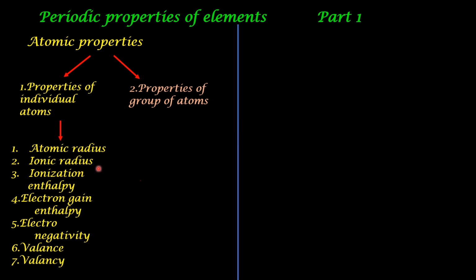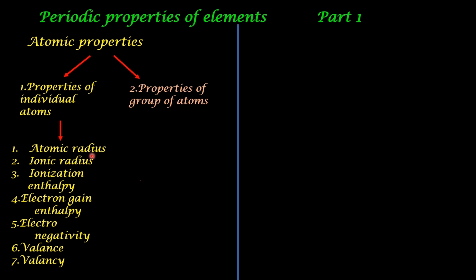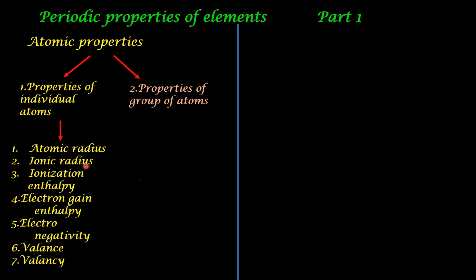Second one, ionic radius. Some elements have the tendency to lose electrons and become cations, that is positively charged ions, whereas some other elements have the tendency to accept electrons and become anions, that is negatively charged ions. The size of the cation or the anion, as the case may be, will be different from the size of the atom of the element. That is, the radius of the cation and anion will be different from the radius of the corresponding atom. Ionic radius means size of the ion.